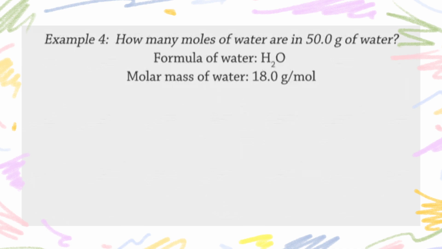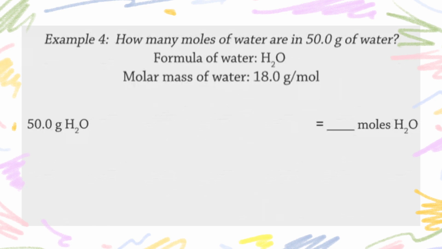We start with what we know, 50.0 grams of H2O on the left. Leave a big space, and write what we want on the right, some number of moles of H2O. We multiply 50.0 grams by a conversion factor to get to moles of water. Our conversion factor will have grams of H2O and moles of H2O in it. That's the molar mass. There's 18.0 grams in 1 mole of H2O. We'll write it as a fraction equal to 1. So our conversion factor is 18.0 grams per 1 mole.